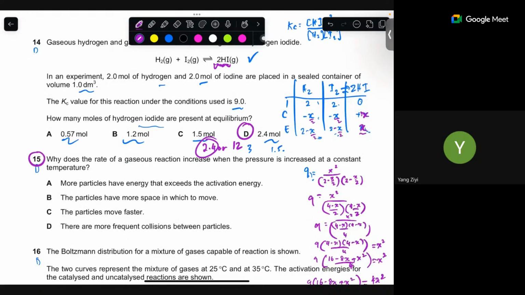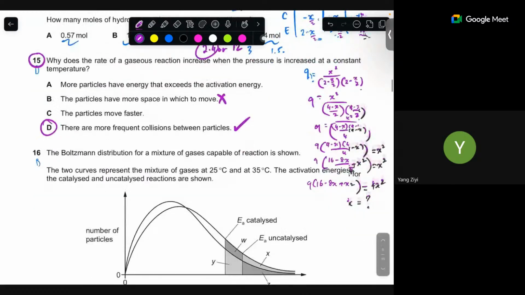Okay, so 15. Why does the rate of gases reaction increase when pressure is increased at constant temperature? So when pressure is increased, they are definitely going to have no more space. Yeah, so that is wrong. The particles move faster. There are frequent collisions because there is no more space between them. So that will be the answer D.